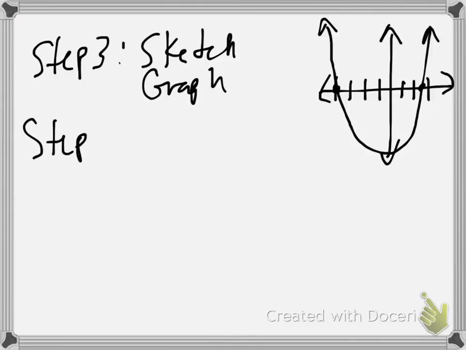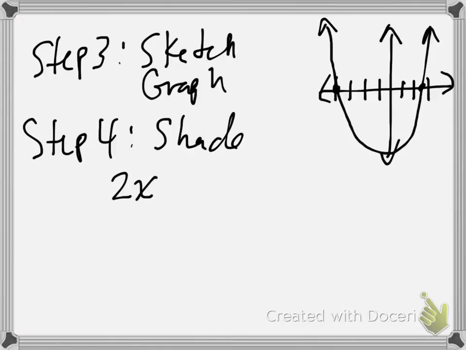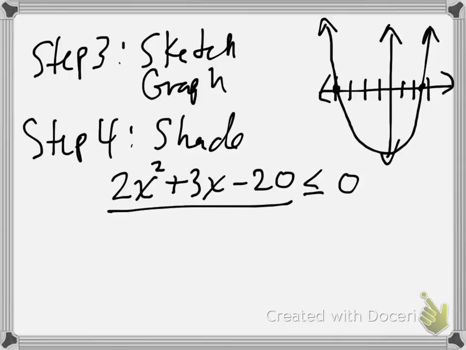Step 4 is to shade the part of the graph which is 2x squared plus 3x minus 20 less than or equal to 0. So we want to sketch the part of the graph here that is less than 0 now. So this is all the graph less than 0. Alright. And we want to write this now in interval notation.